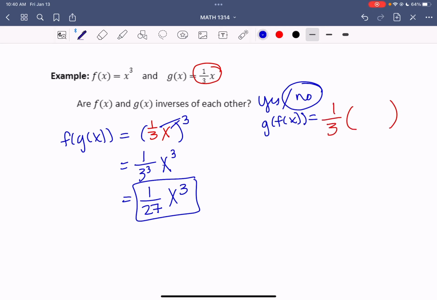So G is your template, so that means you're going to have 1/3 times something. That something you're going to plug in is an X cubed. Now cleaning that up, that gives you 1/3 X cubed. So not only are these not singular X's, they're not even the same. So even furthermore of why these are not inverses.